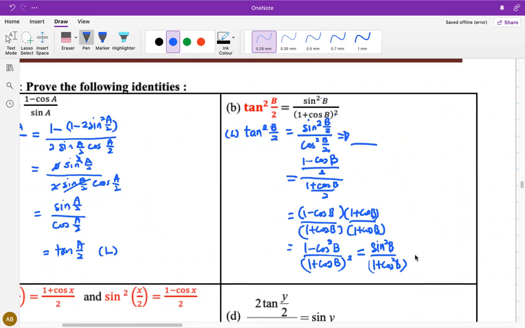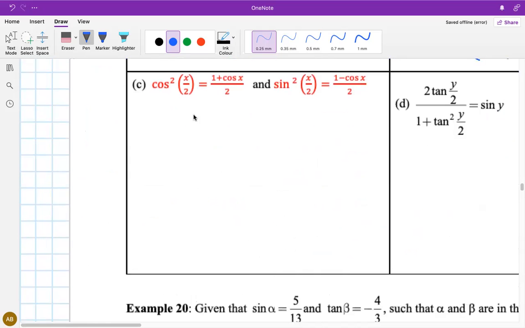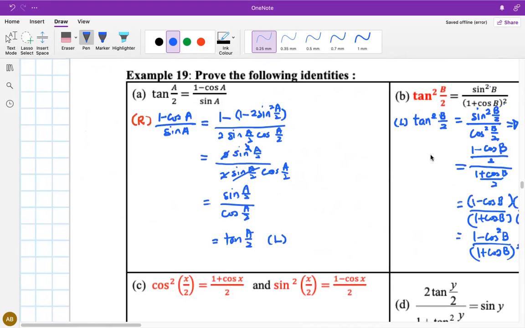So this is left to right. You can try from sine square B over (1 plus cos B) square to become tangent square B over 2. Okay, so you can try this. Can you try by yourself? Right, then C. I think actually you have to do C first and then you go to B.